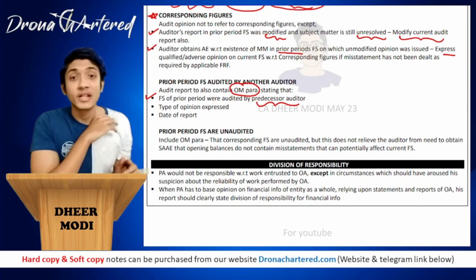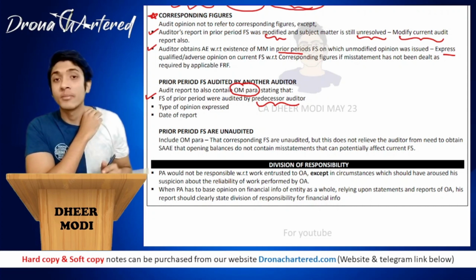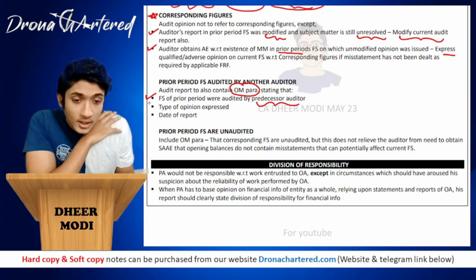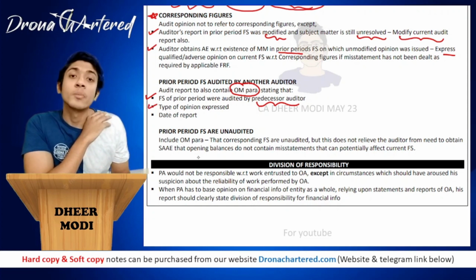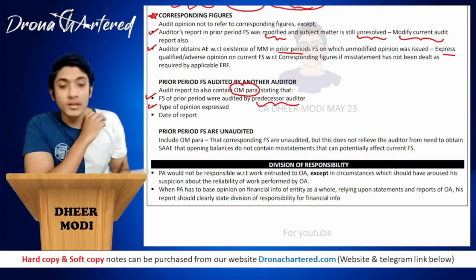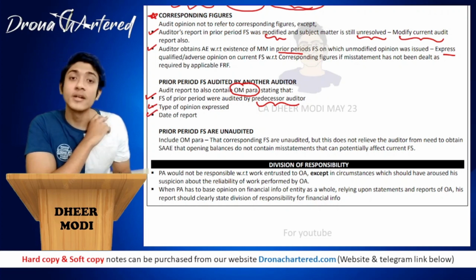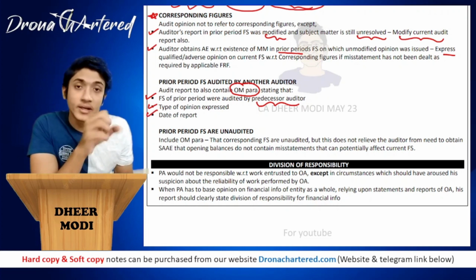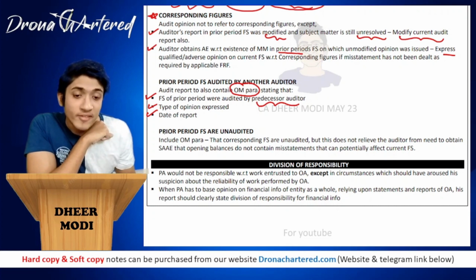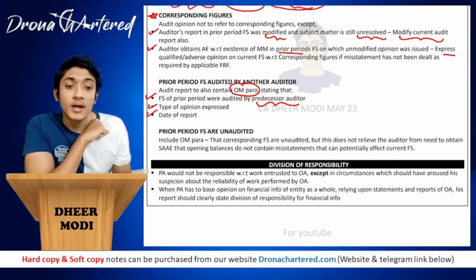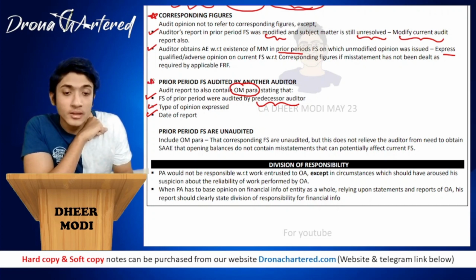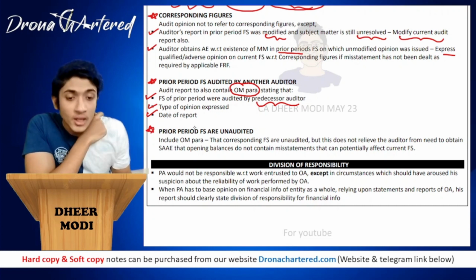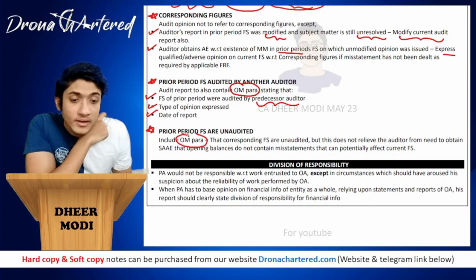You will have to tell them that this report was actually audited by some other auditor. You will also have to tell them the type of opinion expressed, that is, what that auditor has expressed, and the date of that report, so that if anybody wants to, they can look for that report. If my prior period financial statements are unaudited, so in this case it was audited by some other person, in the other case it was not audited at all, so you'll have to include an other matter paragraph.